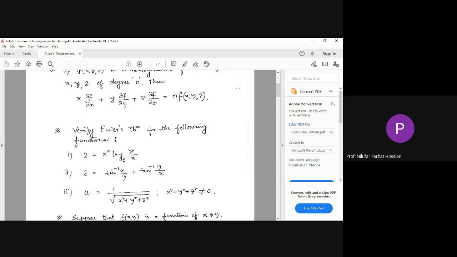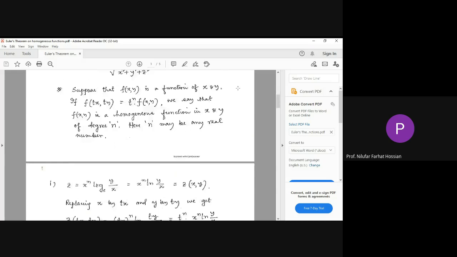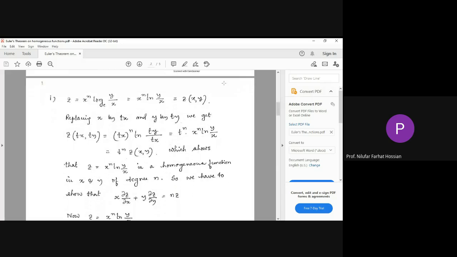Okay, so here I'm taking the first one. This is the function. z is a function of x and y. So it is x to the power n log of y by x. Suppose this log with base e can be written as ln of y by x. And this is a function of x and y. So in place of f in the theorem, here we have z.